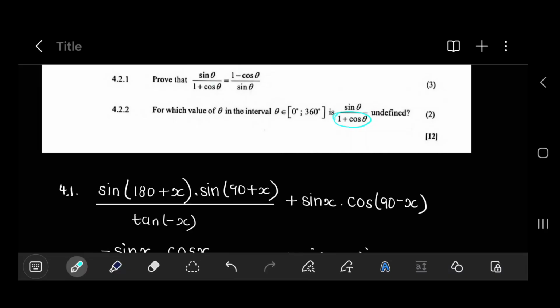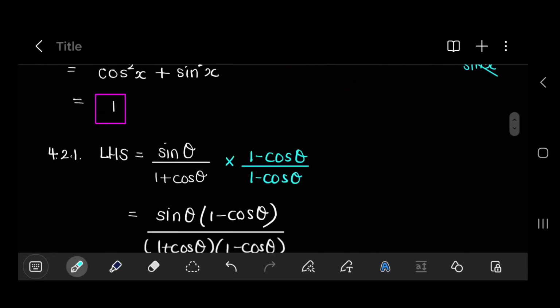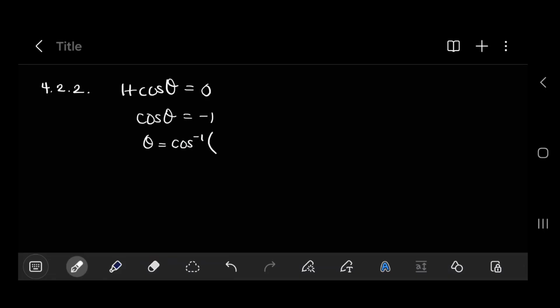Whatever those values of theta are, when we substitute them, they make this fraction undefined. So all we have to do for questions like this is simply take that denominator and equate it to 0. That's exactly what you do. And we need to solve for theta, so we're going to have cos theta is equal to, taking the 1 over to the right, it becomes -1. And to get theta alone, let's take cos inverse of -1. And theta ends up being 180 degrees.